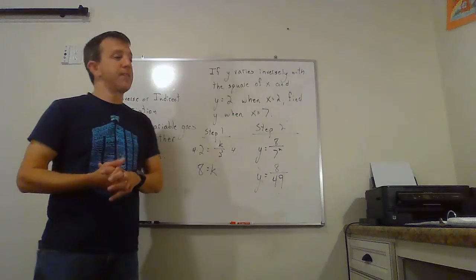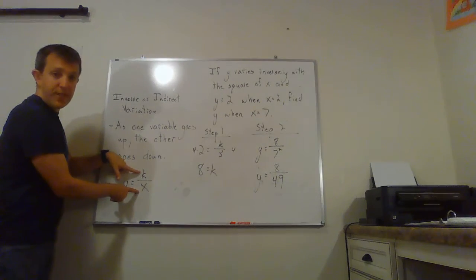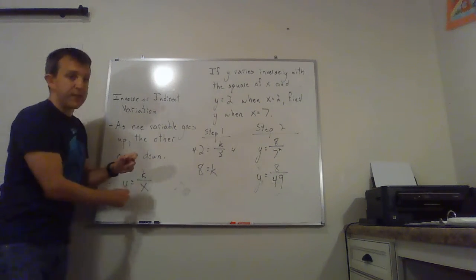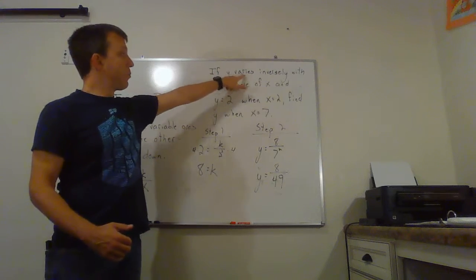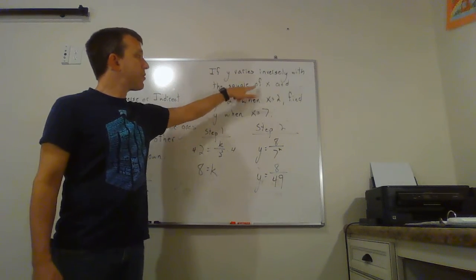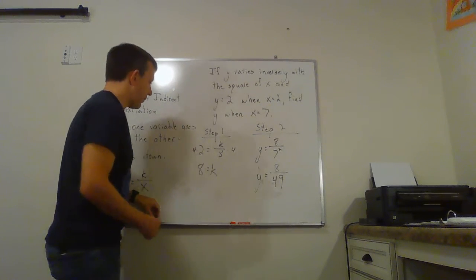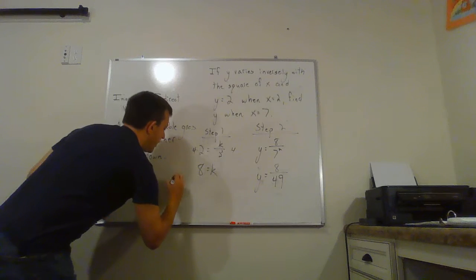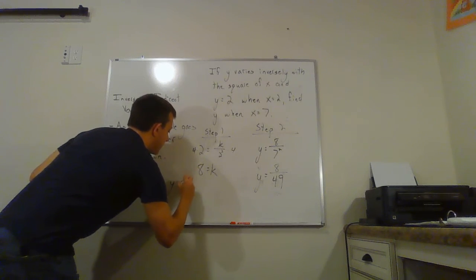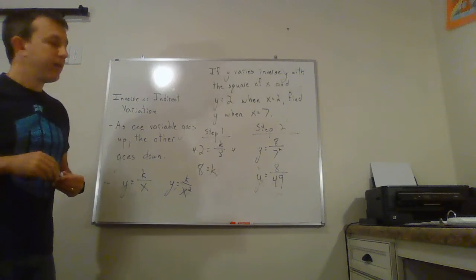Okay, so a lot of stuff is happening here. First, it is inversely, so we know we're going to be looking at this kind of setup. Y is equal to k over x. The y is by itself because y is varying, but this time it's varying with the square of x. So you'll notice when I started to fill out step 1 here, and I probably should have written just a little bit more, we're going to have y is equal to k over x squared. That's what we're working with here.